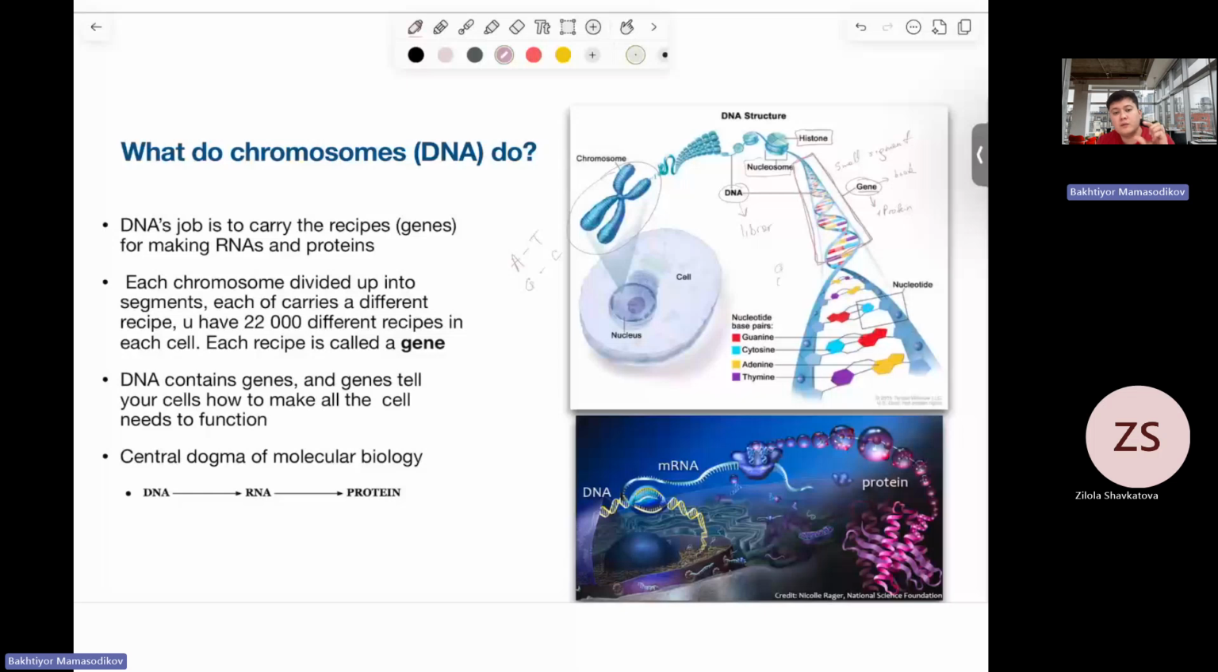You have a book full of recipes, and you have 23,000 recipes inside to make the food, for example. Out of them, copying just one recipe into one note is RNA, and this copying process is called transcription. This note is called messenger RNA.